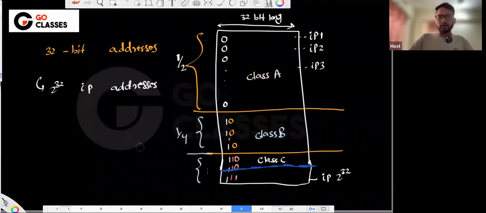Now, can anyone tell me what is the proportion that class C has of the total networks? This will have 1/8, because 1/4 is the total, and then I have divided that again into two parts. This will have 1/8. Now this is again 1/8, right? This thing is again 1/8.